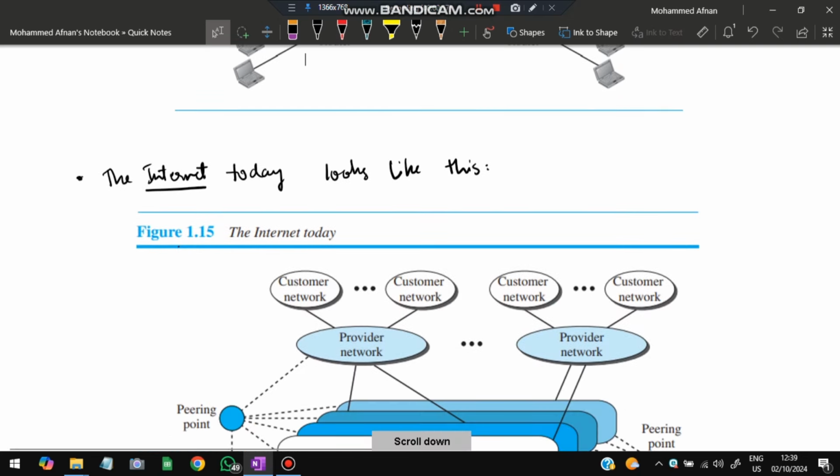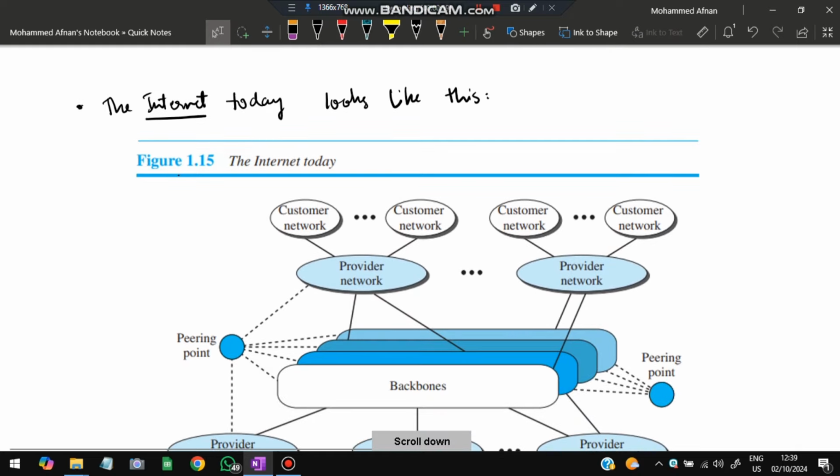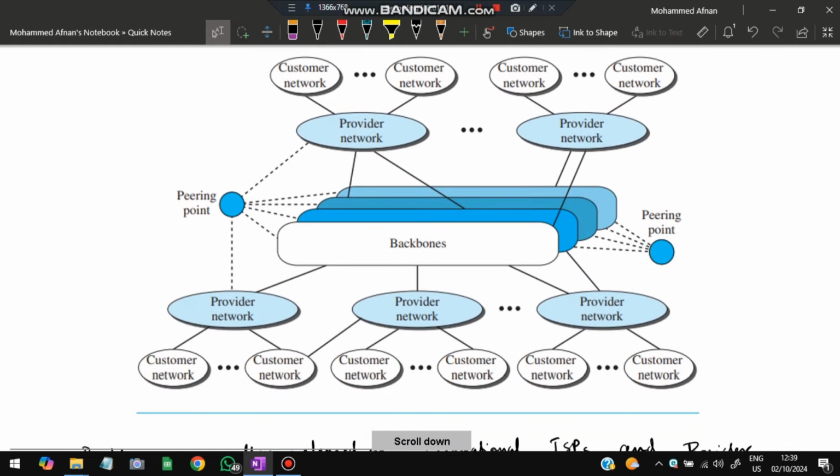And let's see what the internet looks like today. So the internet looks like this. Okay, observe this diagram carefully. Here you can observe three levels. The first is the customer level, like we, the end users who use the internet on devices. That is called the customer level. Next, we have the provider network, which is the internet service providers. Those are the ones like Airtel, Jio, and Reliance. All those are the provider networks.